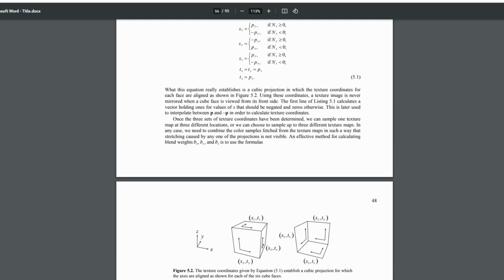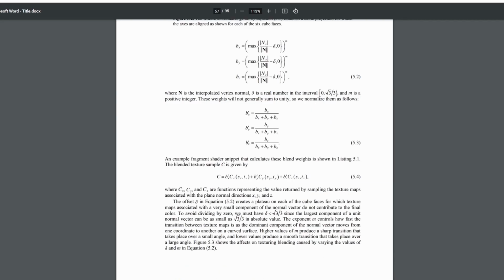One thing I would like to bring up again is that in this paper, it uses the coordinate system of XZY instead of XYZ. So when we get to the code, the computations and usages of SYTY and SZTZ will be swapped. Now with the three sets of texture coordinates, one or more texture maps may be sampled at three different locations. The combination of these samples should be blended together in such a way that stretching caused by projection of one plane should not be visible.